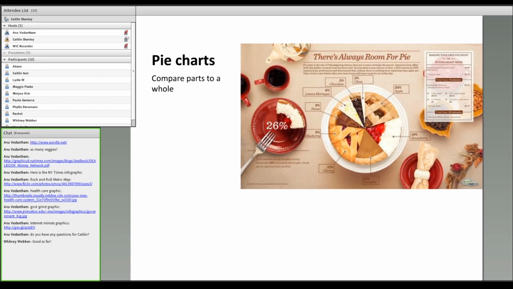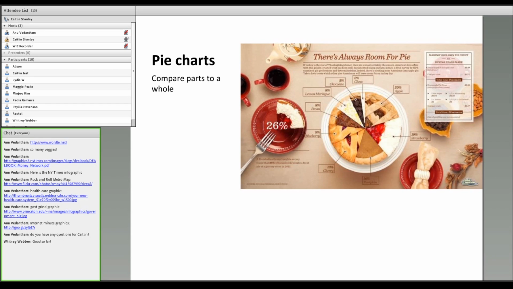Pie charts. I did manage to find a pie chart about pie, so I was pretty excited about that. This chart is showing an NPR survey about favorite types of pie, attempting to prove that the idea of "as American as apple pie" is true. So apple pie did do pretty well.